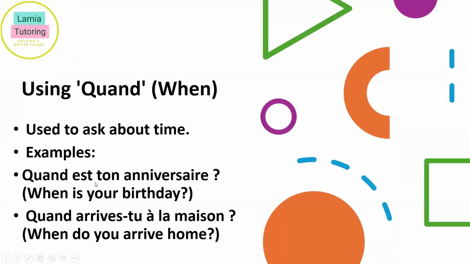That's fine. Using quand, when. Used to ask about time and time only, nothing else. Example. Quand est ton anniversaire? When is your birthday? You would hear it in Quebec, quand est ton anniversaire, because it's the way they say it. Quand arrives-tu à la maison? When do you arrive home? So take this one so that we can move to the next part.